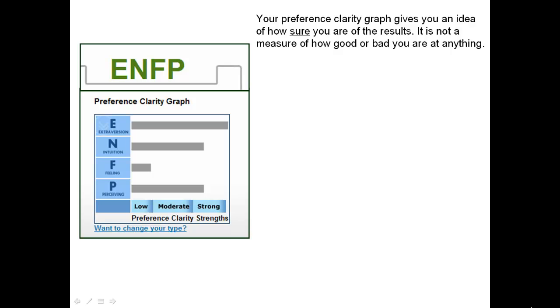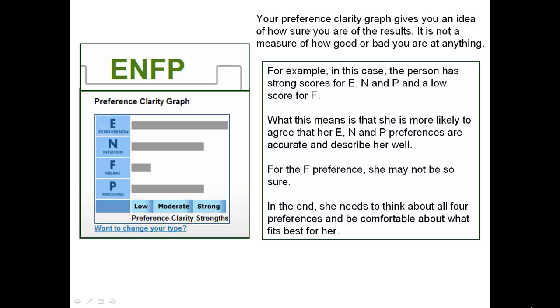Your preference clarity graph gives you an idea of how sure you are of the results. It is not a measure of how good or bad you are at anything. For example, in this case, the person has strong scores for extroversion, intuition, and perceiving, and a low score for feeling. What this means is that she is more likely to agree that her E, N, and P preferences are accurate and describe her well. For the F preference, she may not be so sure.